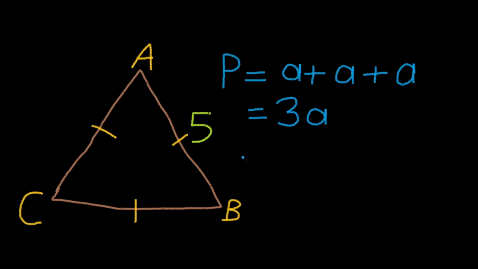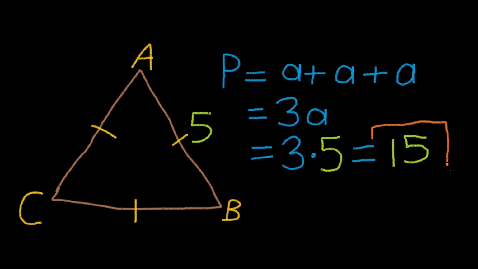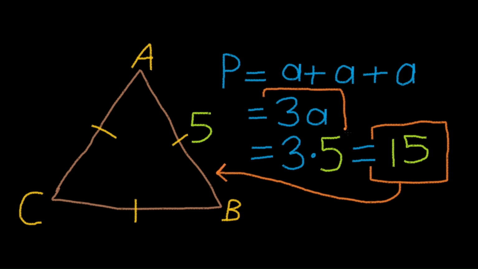Now, we know that one of the sides of this equilateral triangle is 5. So we write 5 instead of A. And the result is 3 times 5, which is 15. The perimeter of this equilateral triangle ABC is 15. So let's keep this in mind. The perimeter of an equilateral triangle is 3 times one of its equal sides.